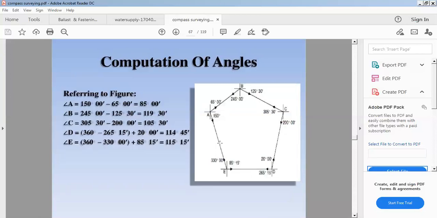Like this angle A, so what will be the angle? 150 minus 65. So 150, what is 150? 150, 245, 305. What is this?